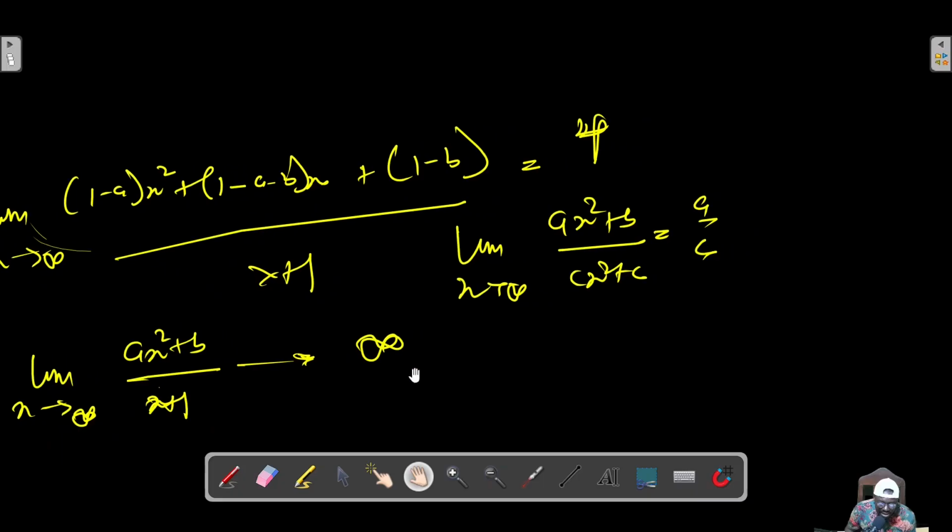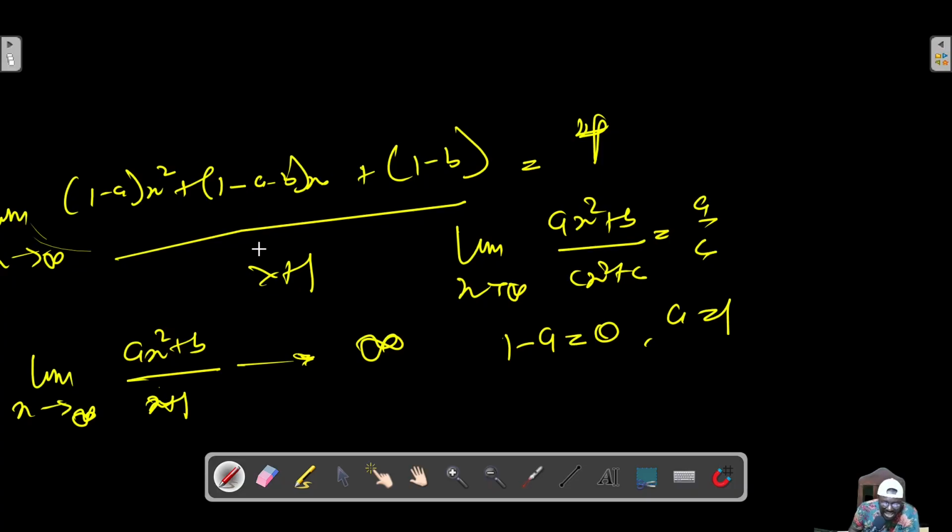That's the meaning. That particular term should go to 0. So I can say that 1 minus a is equal to 0. The coefficient of x squared is 0. Then a is equal to 1 from here. Then from here, since the greatest power on the denominator is 1, you check through.